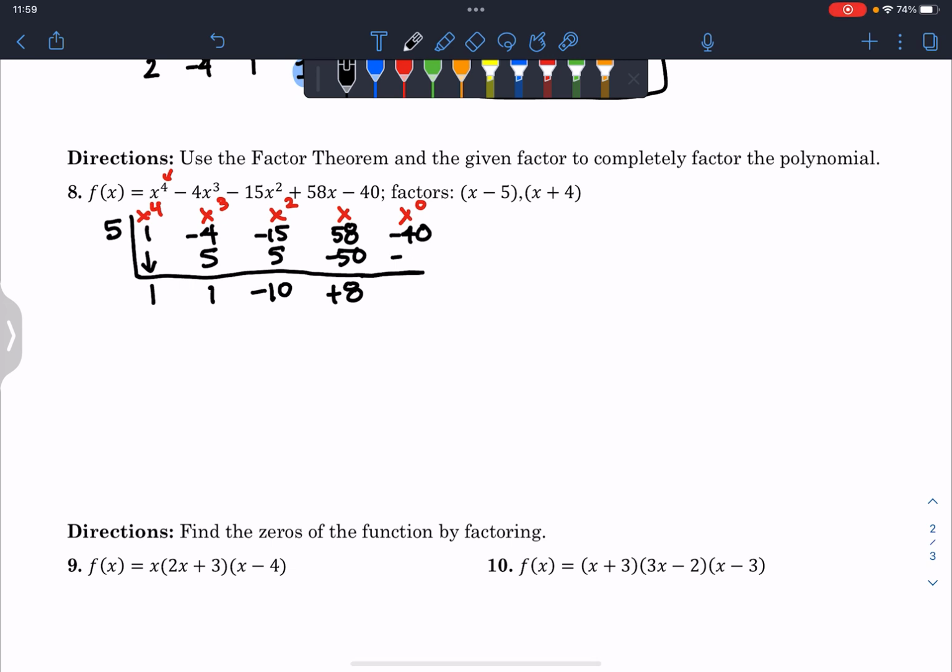I'm sorry, that's positive 8. And 0. Now, if you do not get 0, again, because this is a factor, I'm supposed to get 0. And if you do not get 0, then there was a mistake in your multiplication and adding. So go back and check. Now, since we also know that x plus 4 is also a factor, that means it's going to divide this. But since we now have a quotient from dividing by x minus 5, I can also verify by dividing this. So instead of using this and doing it all over, we're going to use our answer and divide by x plus 4.